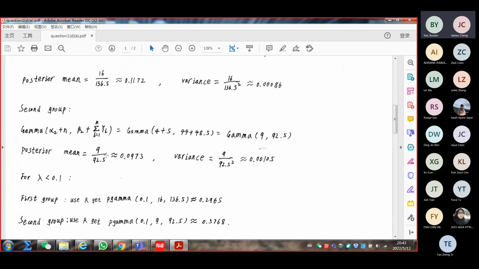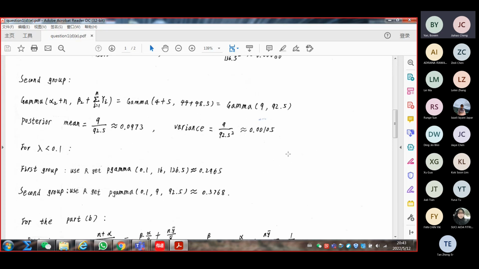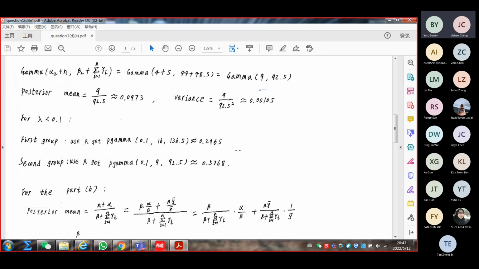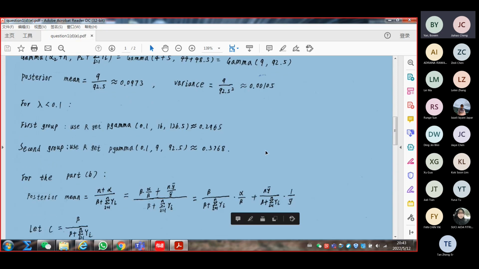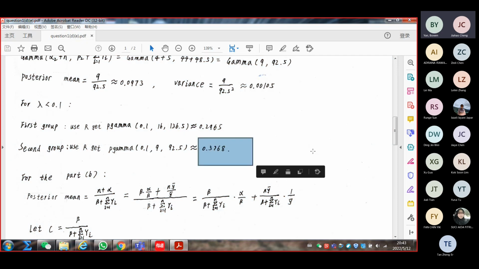We can get the posterior mean equal to 0.0973 and the variance equal to 0.00105. For the lambda smaller than 0.1, first group, we can use R to get the P gamma 0.1, 116, 6.5 equal to 0.2965. And for the second group, we can get it equal to this.